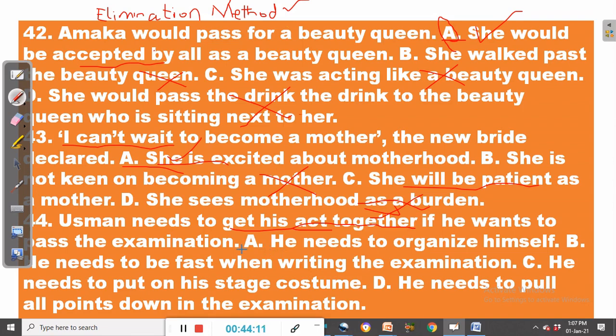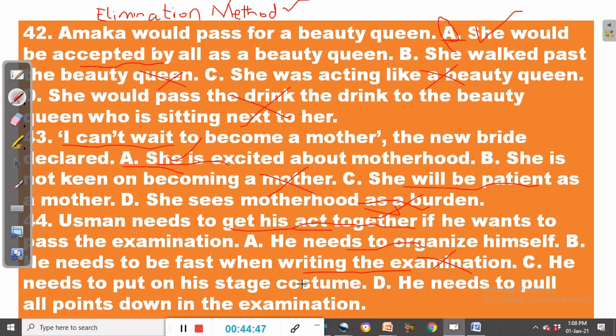What are those things? Let us try to figure out the answer with the kind of understanding we have gotten through our analysis. Now, A, he needs to organize himself. This is a possible answer, because getting your act together has to do with organizing yourself. This actually we can vouch for. But let's look at the other options and see if we can eliminate them. B, he needs to be fast when writing the examination. We are not told that, so completely we can eliminate this. Getting your act together is not about being fast when writing the examination.